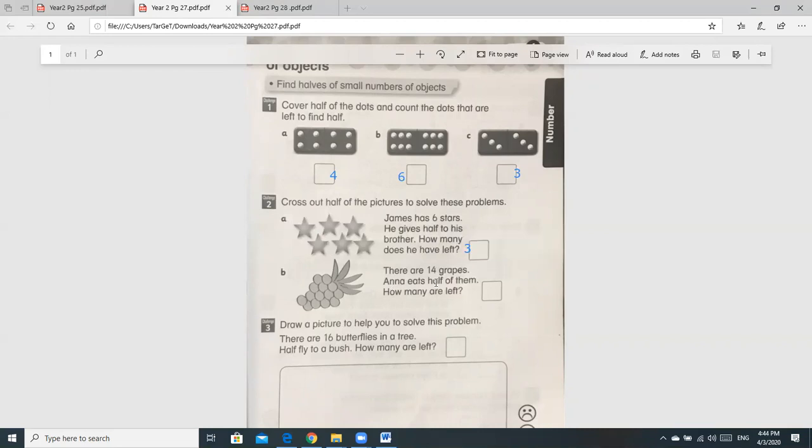Okay. There are 14 grapes. Anna eats half of them. How many are left? Half of the 14 is what? 7. Excellent. So if I ate 7, how many are left? 7, because what I take equals what I leave. Half means what I take equals what I leave. If I give my brother 3, I will leave 3. If I give my sister 2, I will leave 2. So half means the same number, because there are two equal parts.